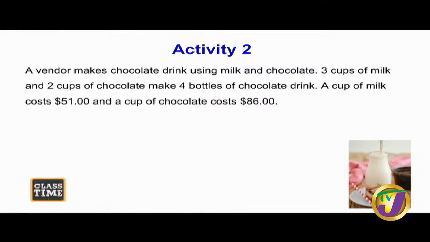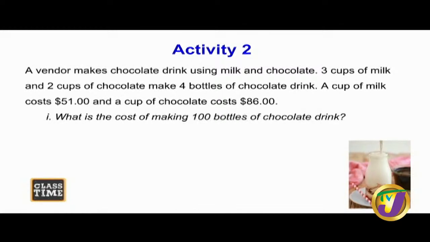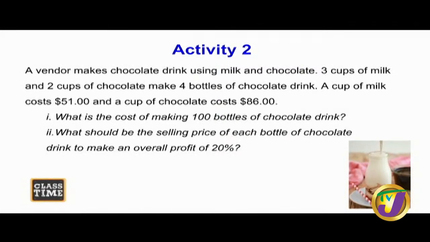A vendor makes chocolate drink using milk and chocolate. 3 cups of milk and 2 cups of chocolate make 4 bottles of chocolate drink. A cup of milk costs $51 and a cup of chocolate costs $86. Now, what is the cost of making 100 bottles of chocolate drink? And what should be the selling price of each bottle of chocolate drink to make an overall profit of 20%?